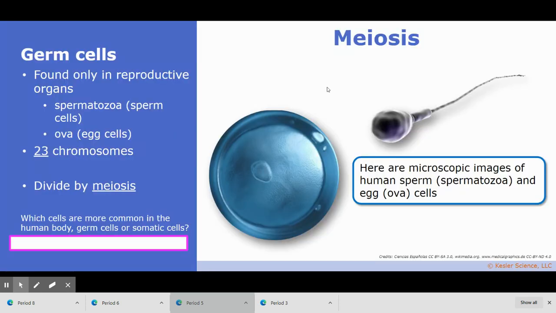Okay, meiosis is going to occur in germ cells. It's found only in the reproductive organs. The spermatozoa, that's the science term for sperm cells, and ova, or ovum, that's singular, ova is plural. Those are egg cells, and they each have only 23 chromosomes. They divide through meiosis. So which cells do you think are more common in the human body, germ cells or somatic cells? So if there's two types of germ cells and there's hundreds of types of somatic cells, I'll kind of leave that hanging in the air and let you decide. You can pause the video and answer the question.